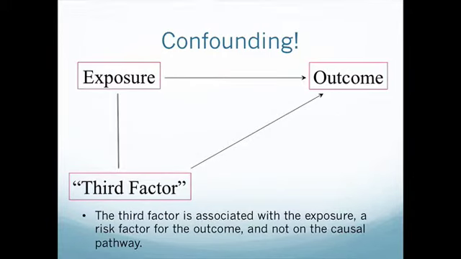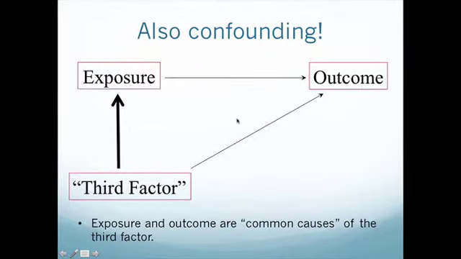Okay, so let's look at some triangles. So here's our typical setup. The third factor is associated with our exposure, a risk factor for our outcome, and it's not on the causal pathway. It's not that the exposure leads to the third factor that then leads to the outcome.